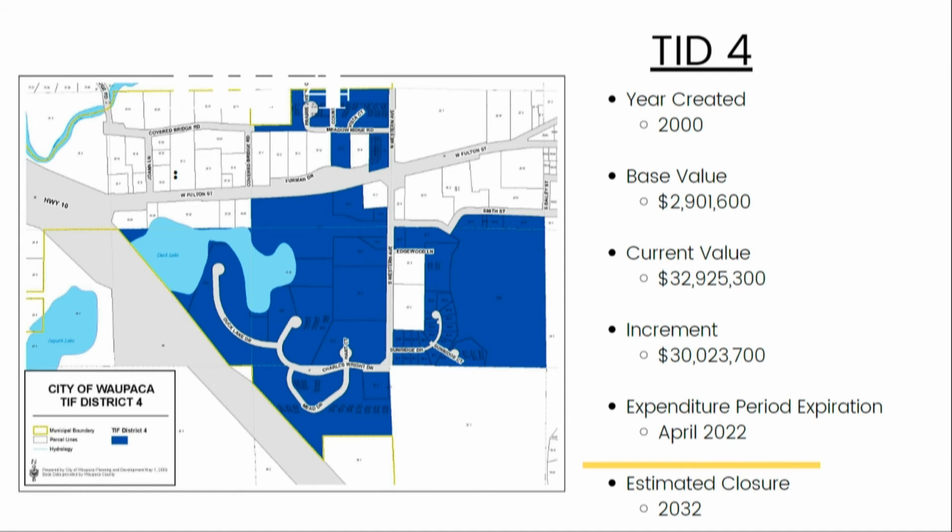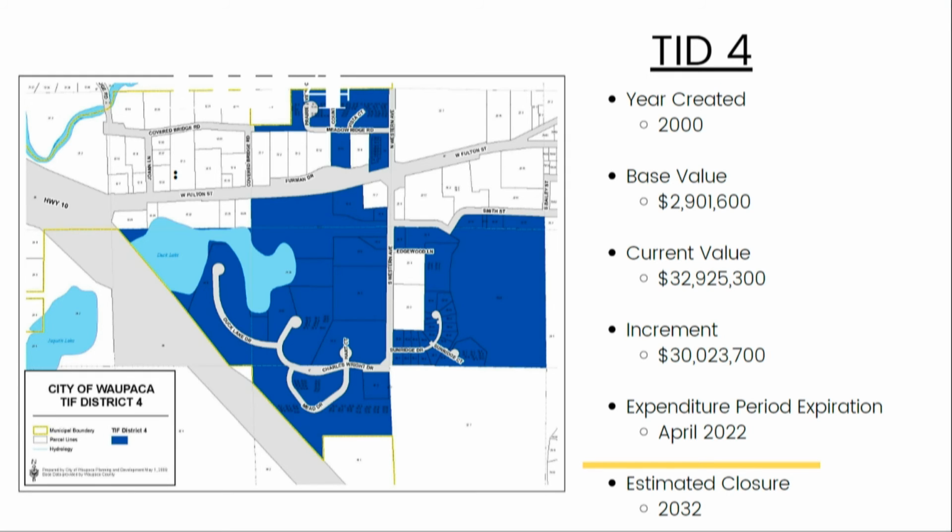TID 4, the year it was created was 2000. The base value at that time was approximately 2.9 million. The current value is 32.9 million. That leaves us with an increment of just over 30 million. Expenditure period expiration was actually April of 2022, I think April 22nd. So just a couple weeks ago was the end of the expiration period for that TID. There has not been any conversation about a potential agreement that we missed out on or anything like that. So that's just good information for council to have.